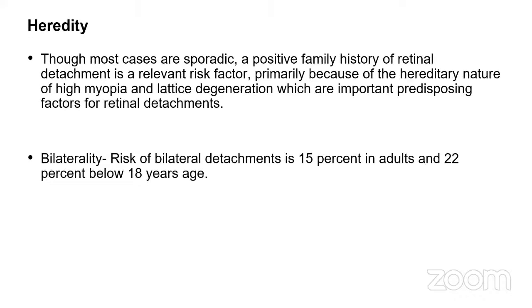So heredity, though most cases are sporadic, a positive family history of retinal detachment is a relevant risk factor, because of hereditary nature of high myopia and associated degenerative retinal changes like lattice degeneration, which are important predisposing factors for retinal detachment. So risk of bilateral detachment is 15% in adults and 22% below 18 years of age. So younger the age, there is more risk of bilateral detachment.